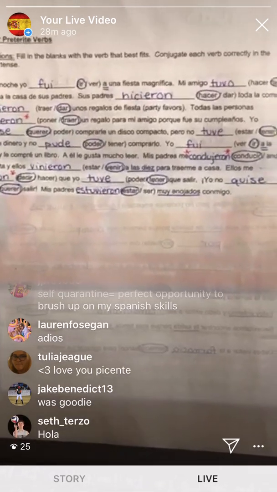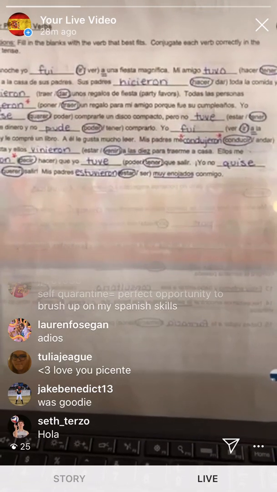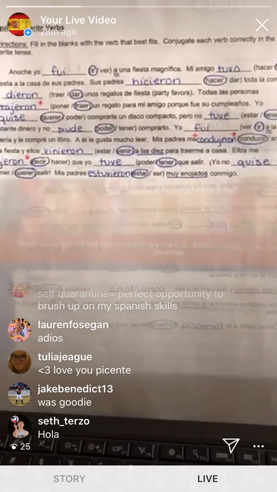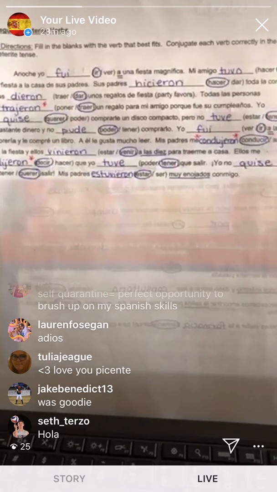All right, to finish up this paragraph, it says, yo no quise salir. I didn't want to leave. My parents were very angry. Estuvieron muy enojados conmigo. All right.